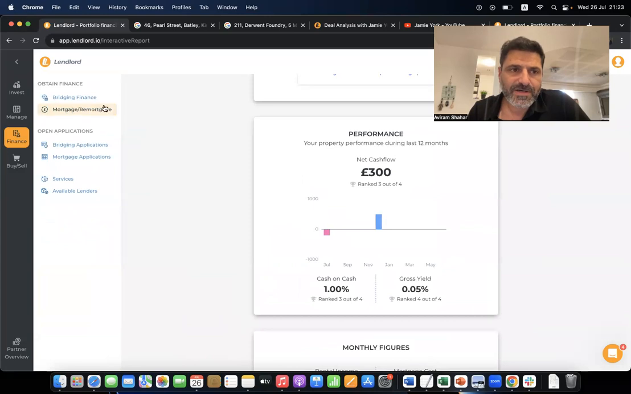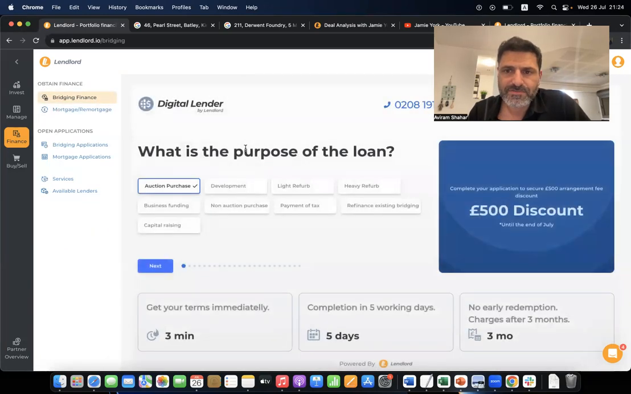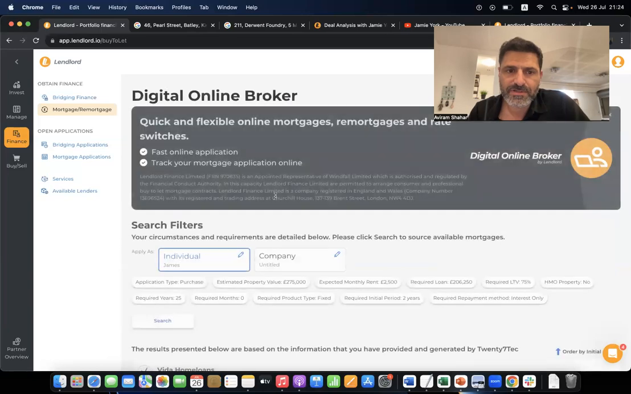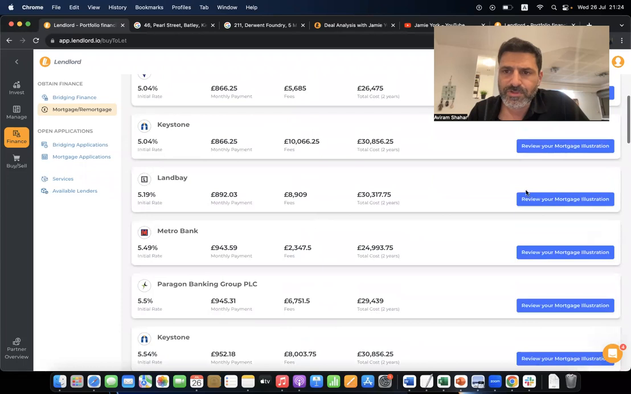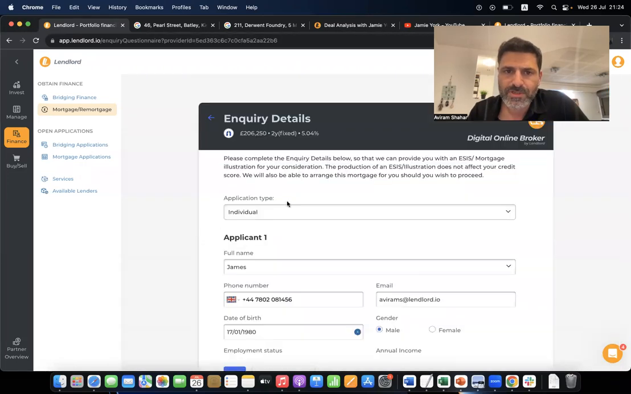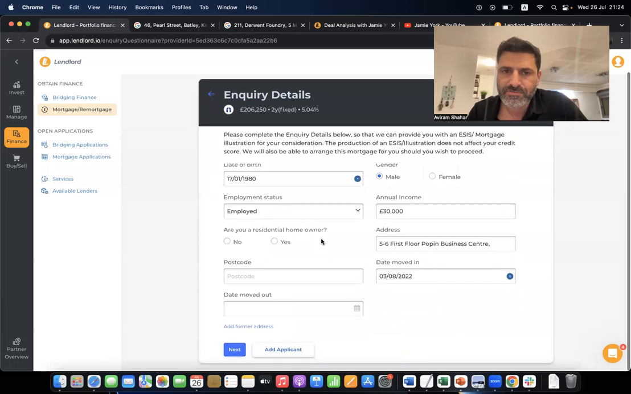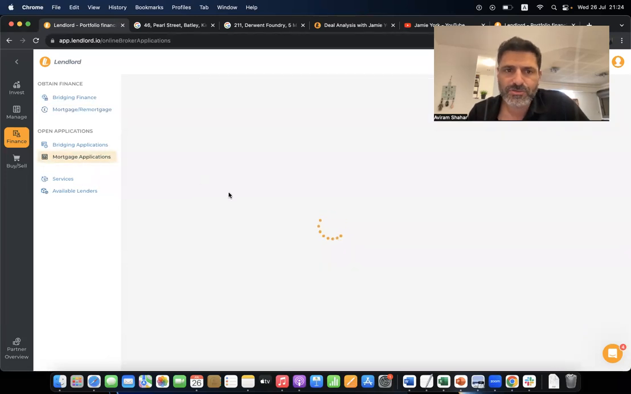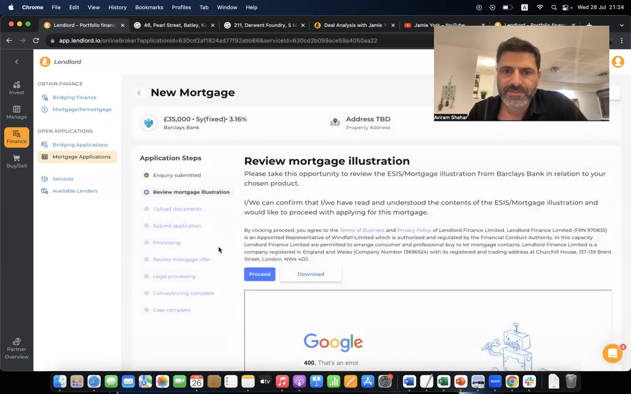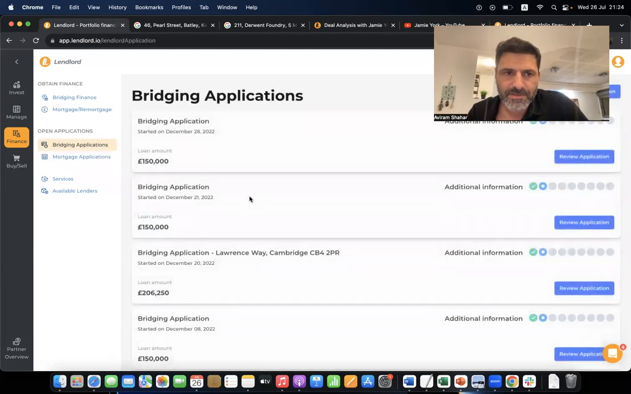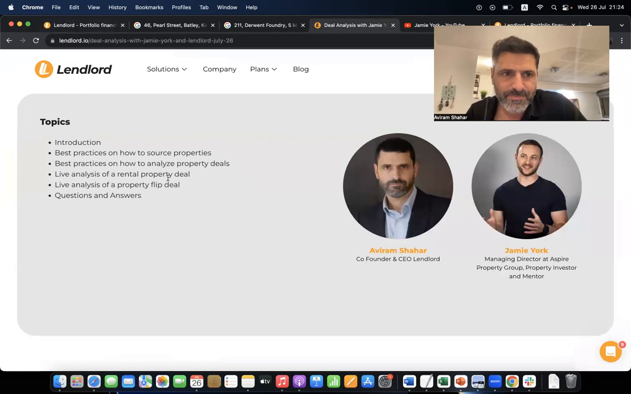And the last section is the finance. So Landlord, we have two main services, one bridging finance and the other one is mortgages as a digital broker. So you can see the rates that are available for you and you can start an online process to get your mortgage and review your mortgage illustration as a first step. And then you can manage your mortgage application online and see all the steps to completion as well for bridging finance. So this is in a very high level brief, and Jamie, now let's start analyzing some deals together.